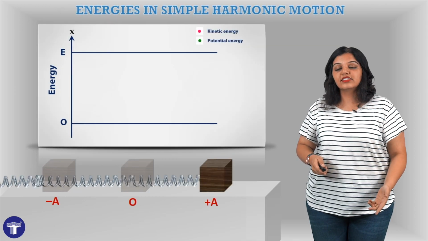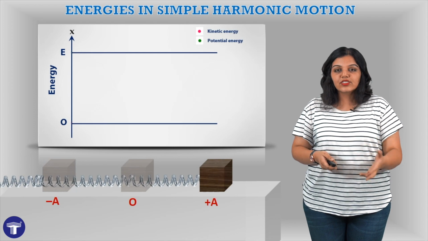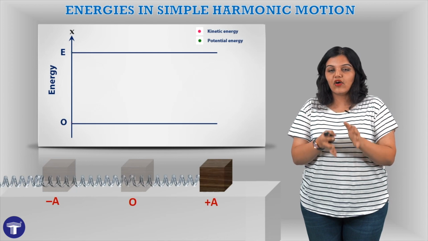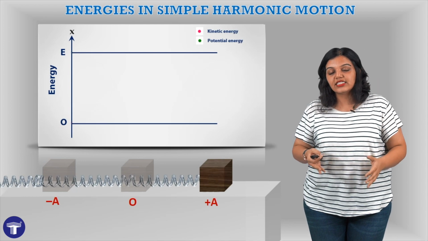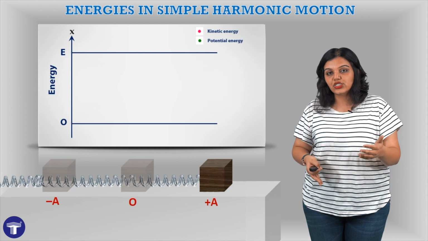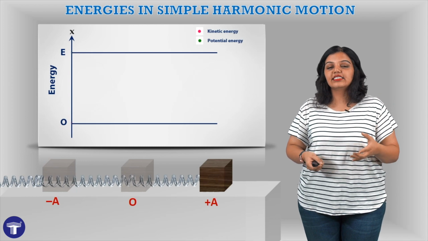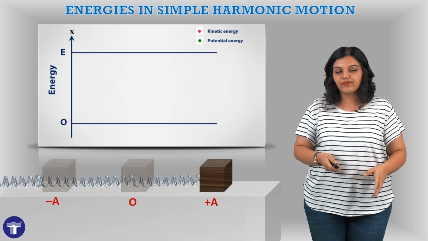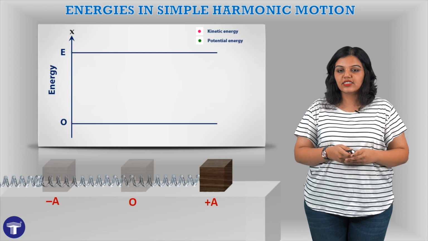Once you've answered the question, what is the force in simple harmonic motion, the next question is, what is the energy of a particle performing simple harmonic motion? And the two energies that we are concerned with are the potential and the kinetic energies. We already know the fundamental understanding of both these concepts. Let's try to see if we can write down what are the values of these energies.